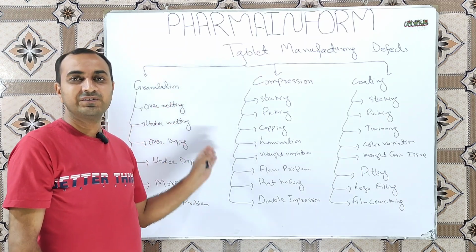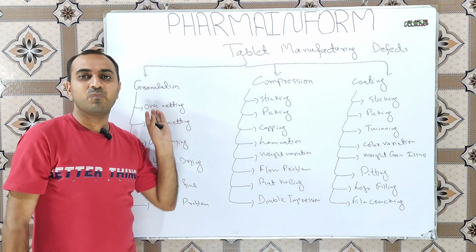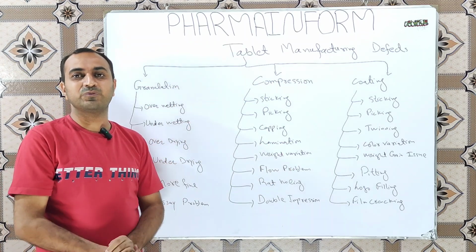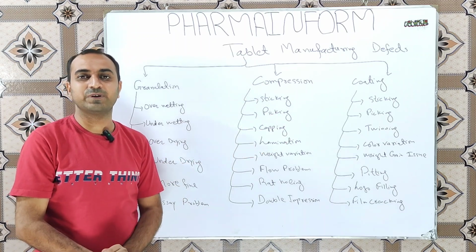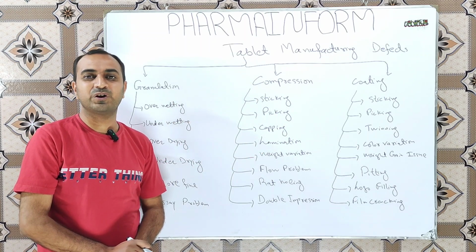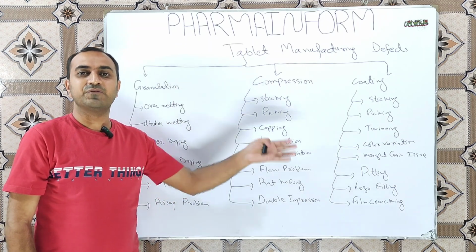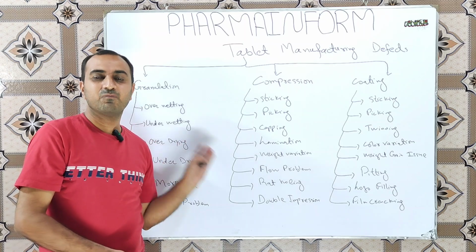All the defects of one stage are directly related to the other stage. Mean if we have more fine, our flow problem will be observed. If we have under drying granules, it will result in sticking and picking. So all the stages of the tablet manufacturing must be observed critically to ensure the defect free production of the tablets. Next defect is the more fine.